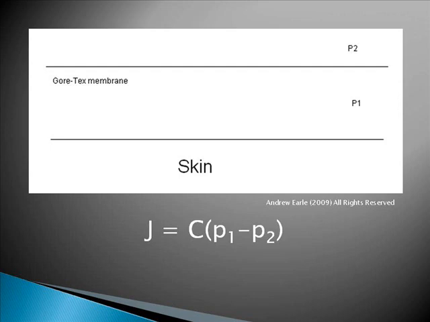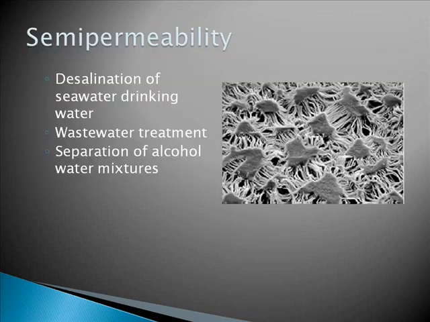The equation is for flux. Flux is the amount that flows through a unit area per unit time. As you can see from the equation, flux is equal to a constant C, unique to the material, times the difference in partial pressures on each side of the membrane. When warm, moist air is next to the skin, and cold air, which holds less moisture than warm air, and thus has a lower partial pressure, is on the outside of the membrane, mass transport occurs. Most of PTFE's applications have to do with some form of osmosis.